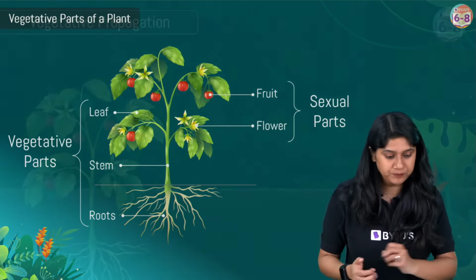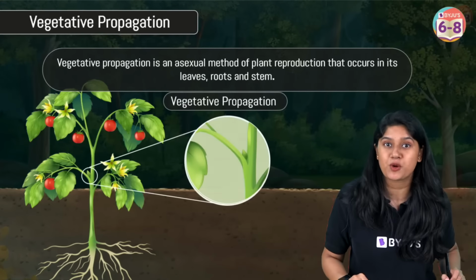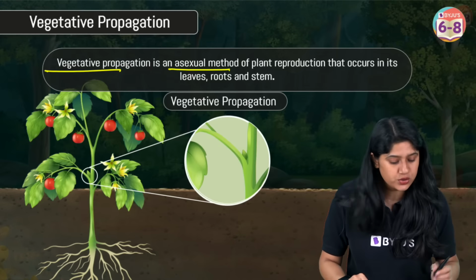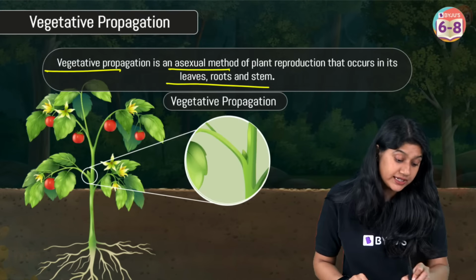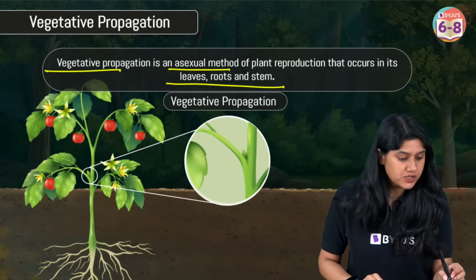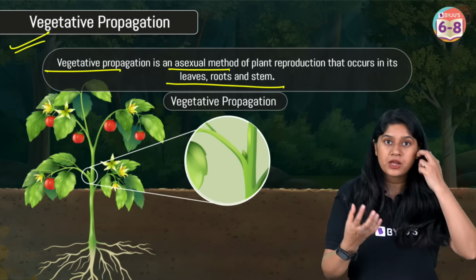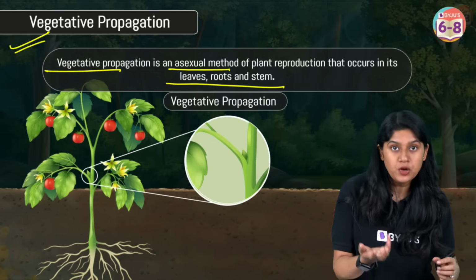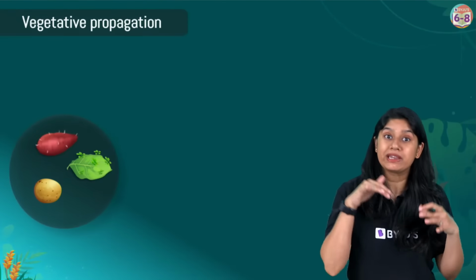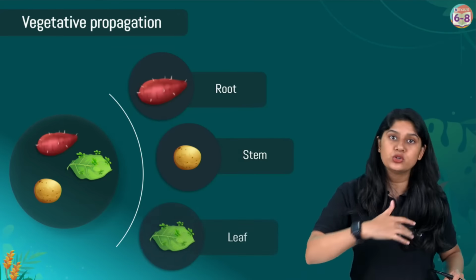So now we are clear with that. So here we have the definition of vegetative propagation. Vegetative propagation is an asexual method of reproduction that occurs in leaves, roots and stem, and over here we have all of these parts. So this will be helping us in the production of new plants. Now we will go into the detail and discuss root, stem and leaf.